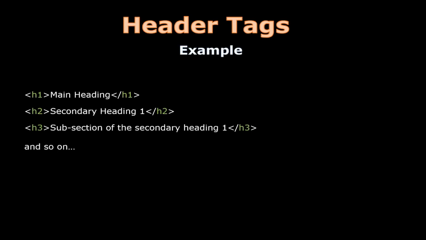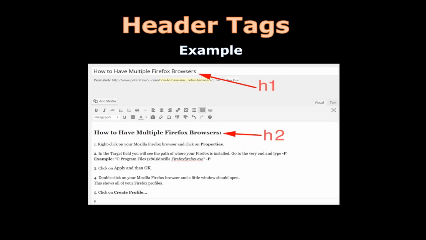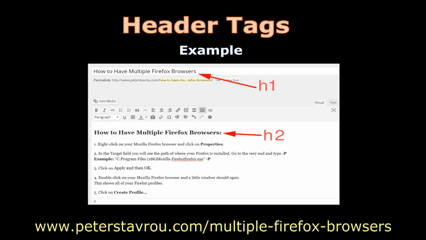Here is an example of how to use header tags. H1 is the main heading, H2 could be the secondary heading, H3 the subsection of the secondary heading, and so on. Here's another example that shows that in WordPress, the H1 tag is tied to the title post. You can see the H2 tag in the content below. This is one of my real posts, so if you would like to see it live, go to this website.